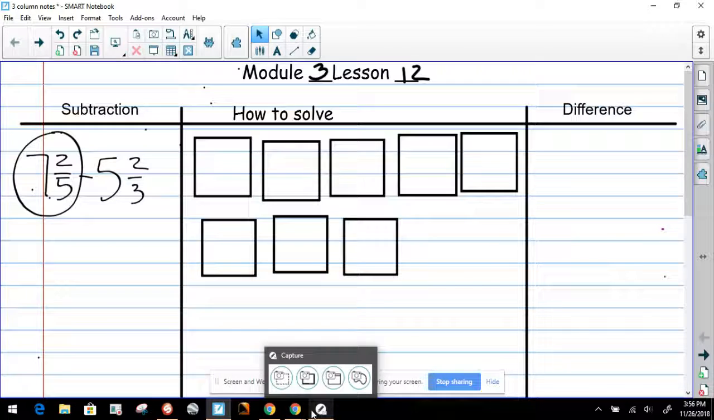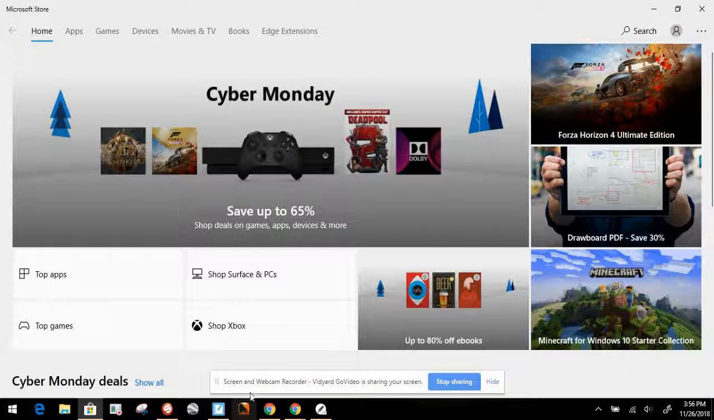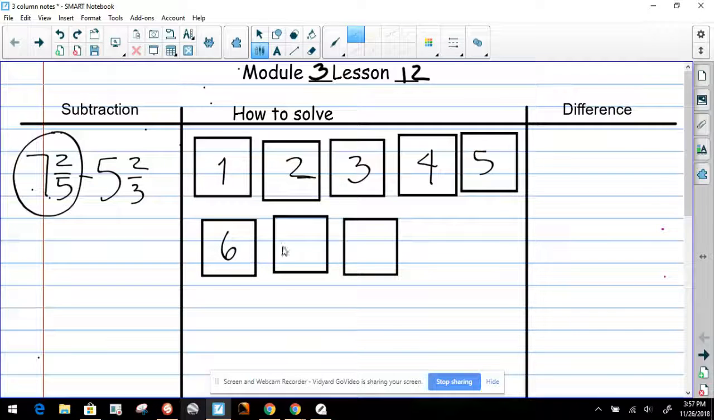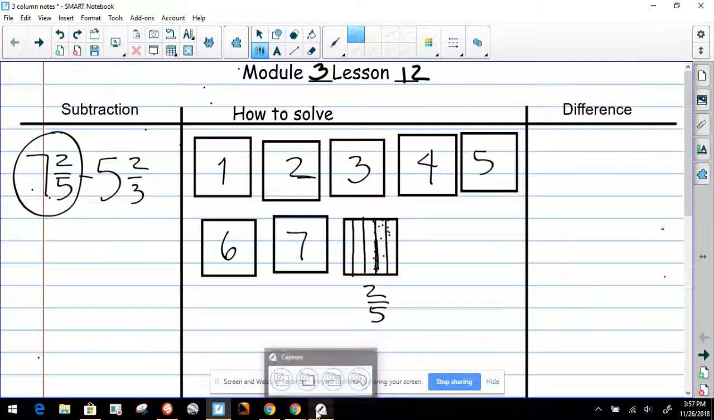Okay, so now let's do this. Let me just label what I did right now, and let me go back to my place. So here's where we are. So I said 1. This is 1, 2, 3, 4, 5, 6, 7. And the fraction is 2/5. So I'm going to show that in here. And this is 2/5. And now let me use a highlighter to mark that.